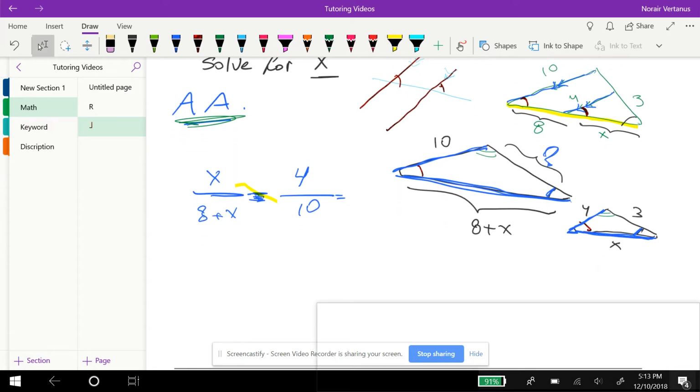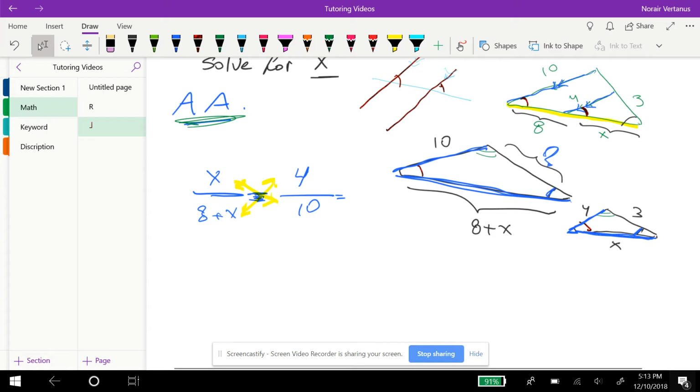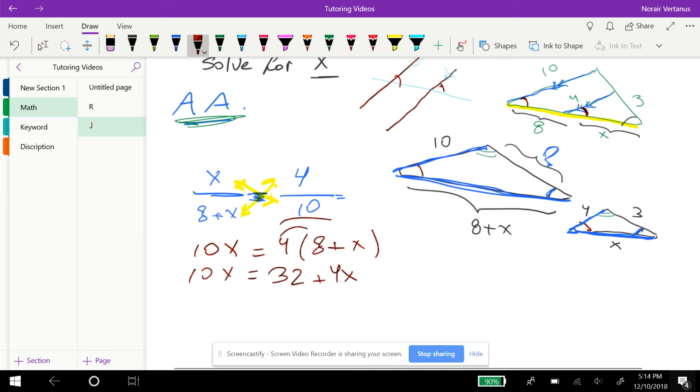So we know that this times this is equal to this times this, diagonally, right? So x times 10 is going to be 10x, equal to 4 times 8 plus x. So 10x is equal to, distributing, 4 times x, 4x, plus 4 times 8, 32. To solve for x, I'm going to move this 4x to the left by subtracting 4x from both sides. So I get 6x equal to 32. Divide by 6, divide by 6. So x is equal to 32 over 6.